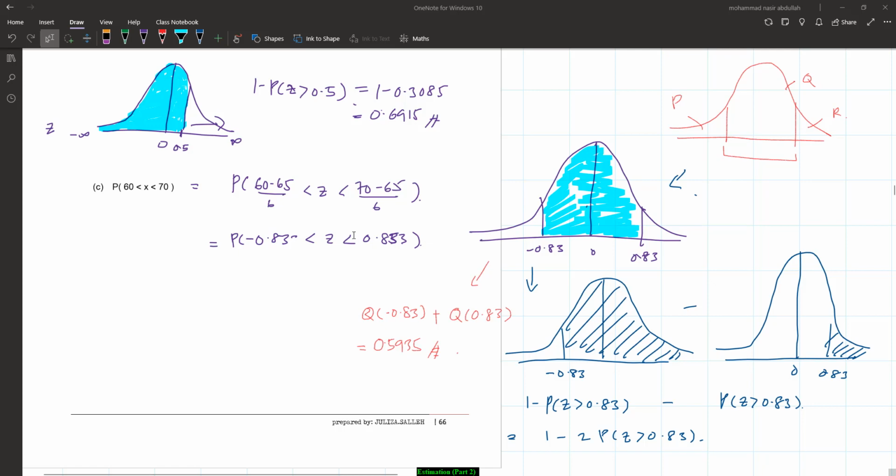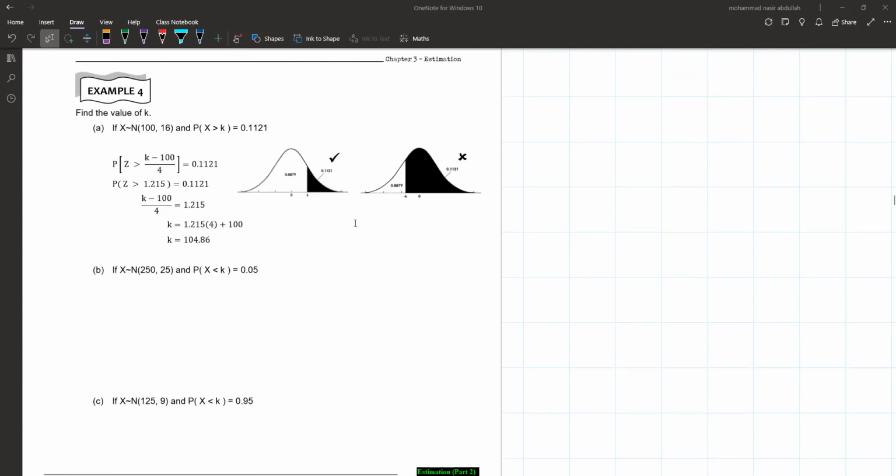Right? So let's look at example number 4. Example number 4 is quite challenging, same as example number 2. We want to find K. So let's look at example number 1. For A, X has a normal distribution with mean equal to 100 and variance equal to 16. And we want to find K, where probability of X more than K equals 0.1121.